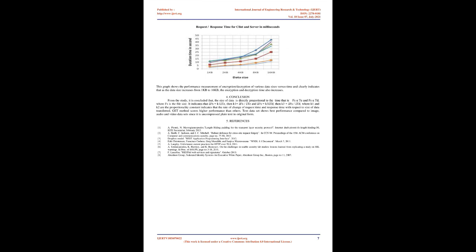It indicates that dFS = k1 dTE, then k1 = dFS/dTE, and dFS = k2 dTD, then k2 = dFS/dTD, where k1 and k2 are the proportionality constants, indicating the rate of change of request time and response time with respect to size of data transferred. GET method scores higher performance than others. Text data set shows best performance compared to image, audio and video data sets since it is uncompressed plain text in original form.